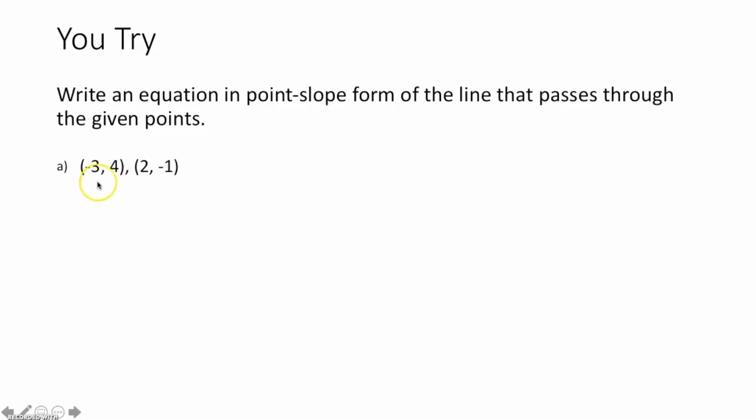Okay, doing the same thing here. Again, in order to write an equation of a line in point slope form, I need a point and a slope. A point, that's easy. I just pick either one of these. It doesn't matter which one you pick. I'm going to pick this first one. This is going to be my x sub 1. This is going to be my y sub 1.